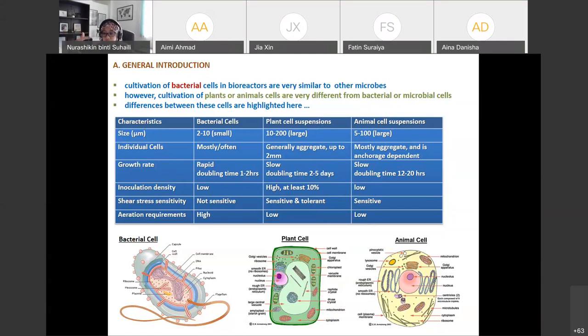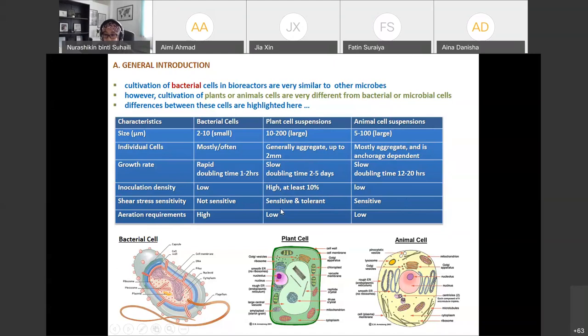But for animal cells, you cannot apply 1000 RPM. If you are using a stirred tank reactor, the speed should be about 100 or 200 RPM, depending on the specific type of animal cells. This shows how sensitive animal cells are compared to bacterial cells. If you apply high stirring, the animal cells will be broken, which means there is no product at the end, so the fermentation will not happen. Bacterial cells are not sensitive; animal cells are very sensitive, actually.